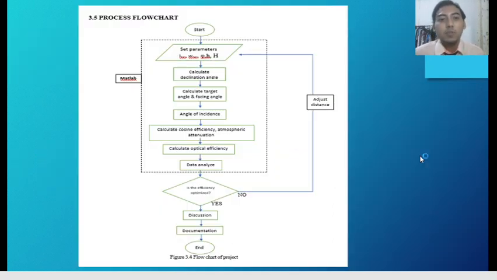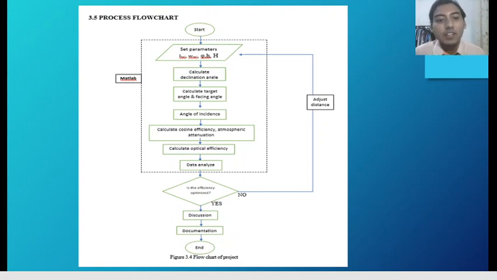Next I'll proceed with the process flowchart. Basically, this is the flow for my simulation in MATLAB. First I set the parameters, for example heliostat height, distance and tower height, to calculate the declination angle.